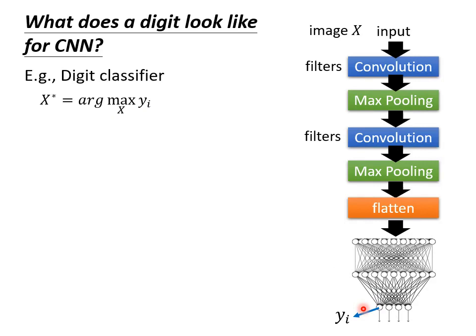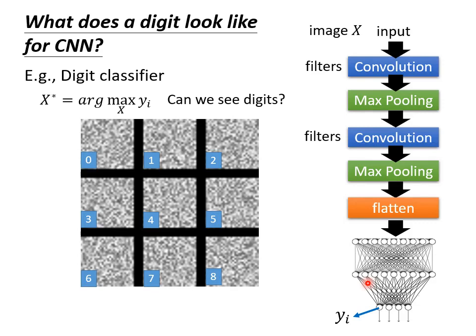We choose a certain number. For example, if you choose 1, then you want to find a picture which makes the score of class 1 at the output of the classifier as high as possible. If you use this method, what phenomenon can you observe? Can you see the numbers from 0 to 9? After you actually do it, you will find that you can't. This is the result you may receive.